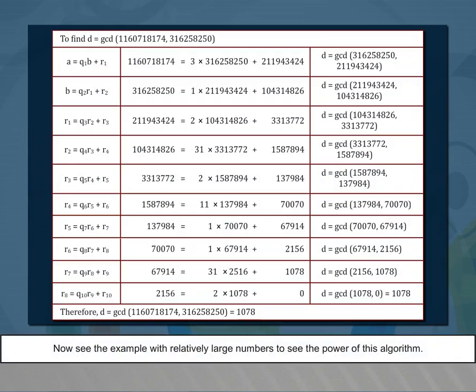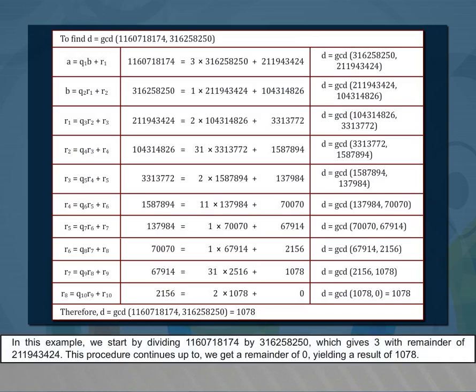Now see an example with relatively large numbers to see the power of this algorithm. In this example, we start by dividing 1160718174 by 316258250, which gives 3 with a remainder of 211943424. This procedure continues until we get a remainder of 0, yielding a result of 1078.